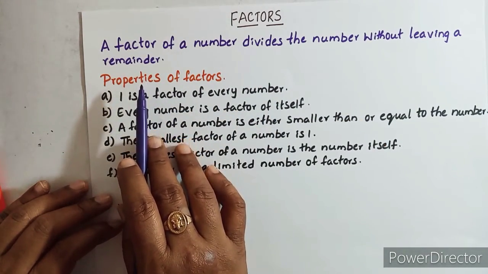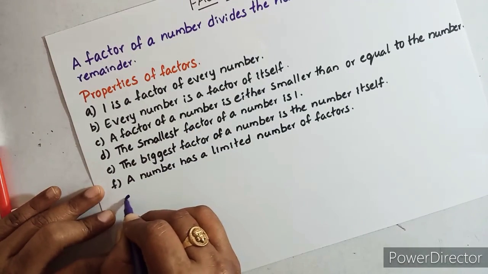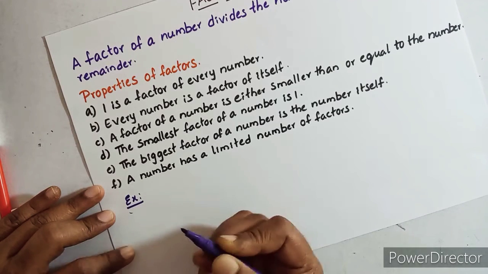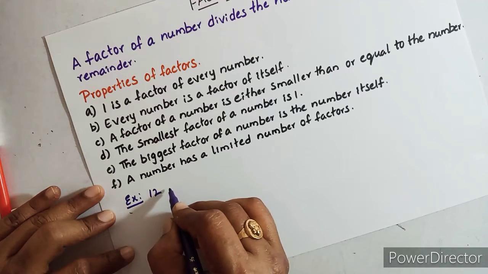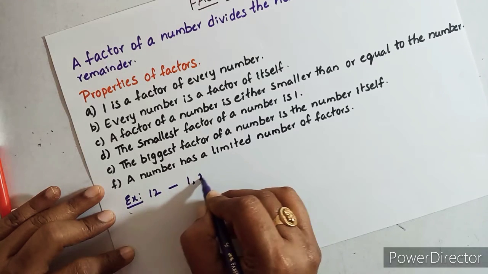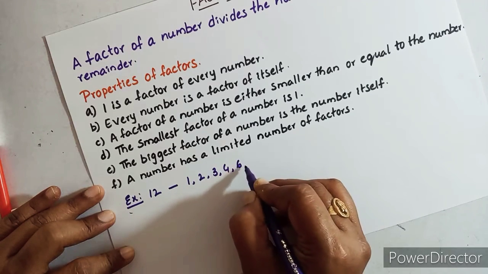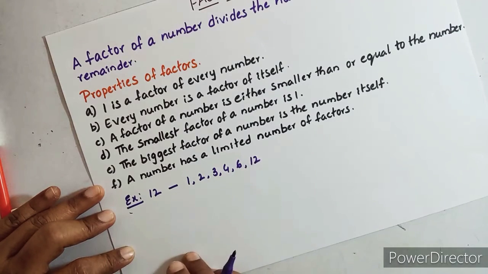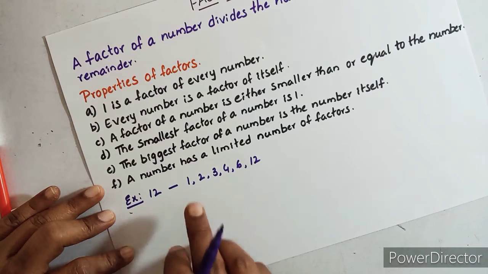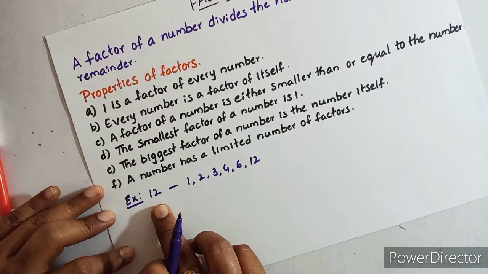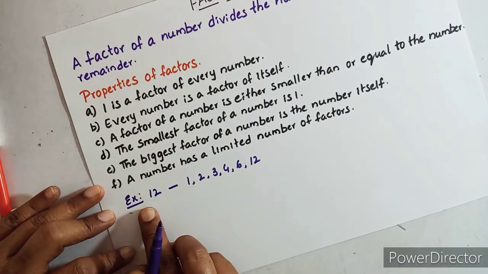That means, for example, if a number is given, like say 12, we can get this 12 in so many different tables, like 12 can be divisible by 1, 2, 3, 4, 6 and 12. So these are called the factors of 12. So a factor is a number that divides the given number exactly without leaving a remainder. That number is called a factor.